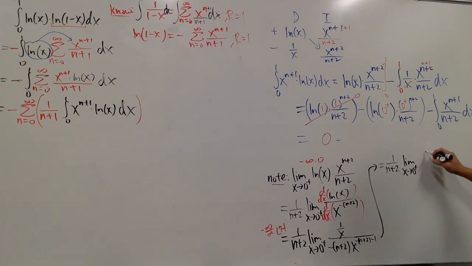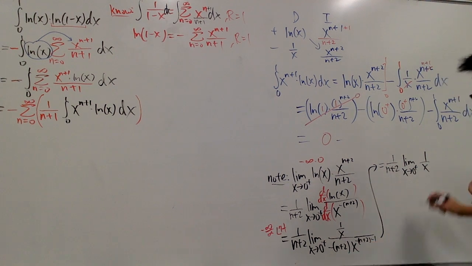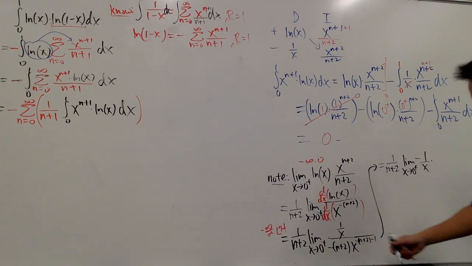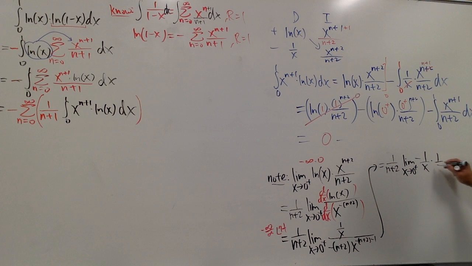Okay, I will leave this 1 over x. And this is negative, so let me just put a negative right here, times, I will leave the n plus 2 down below here.